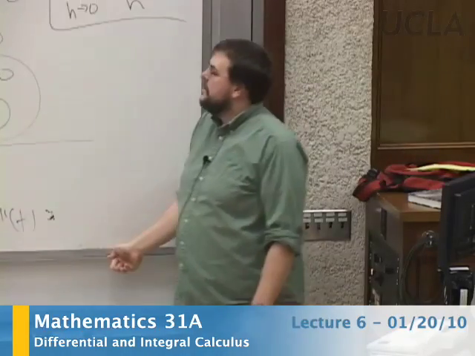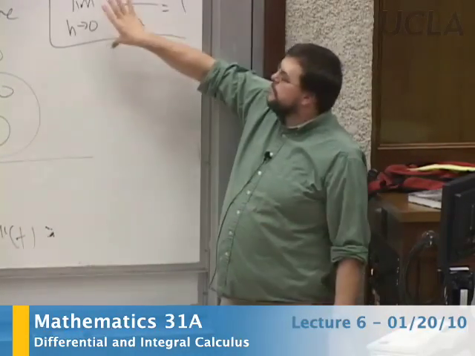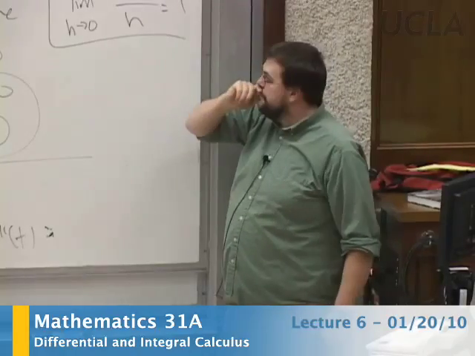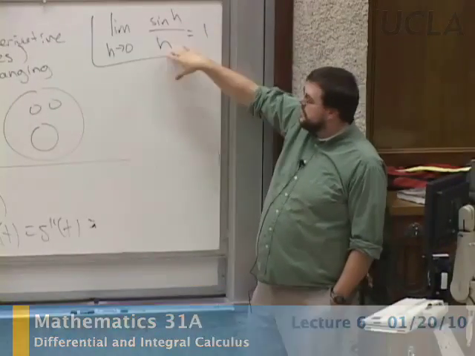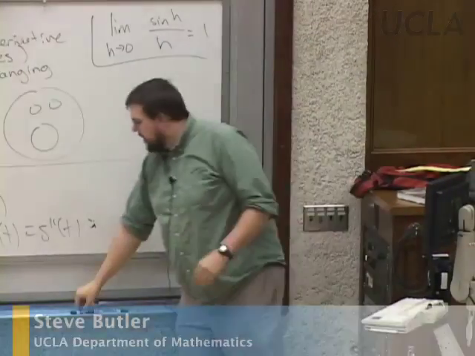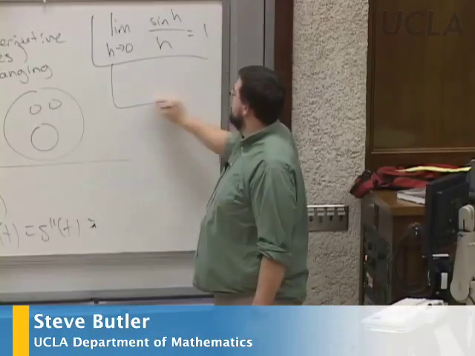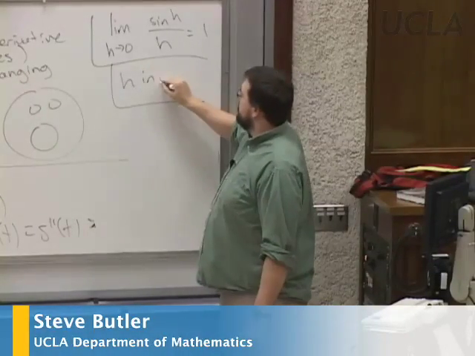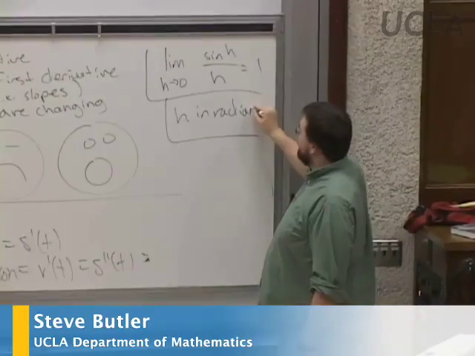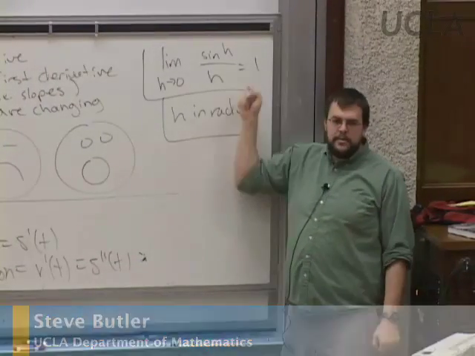Okay, so here's some review material. This is from way back when, but we're going to need this for today. The limit of sine h over h is 1. And I should add a little comment here. This is for h in radians. And it's the fact that it's in radians that this limit is 1.